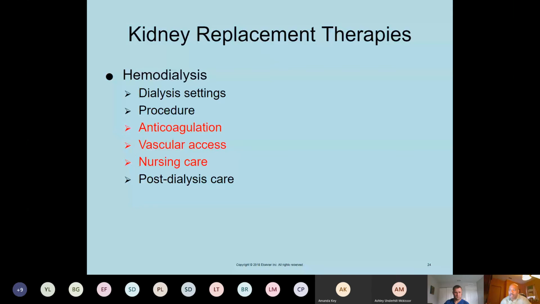Kidney replacement therapy is required for stage 4 and 5 as toxins are more life-threatening at this point. And this is also when diet, drugs, and fluid restrictions are ineffective. So in other words, we've done the more conservative therapies. Now we need to go to KRT. Hemodialysis is the most common one that is used.